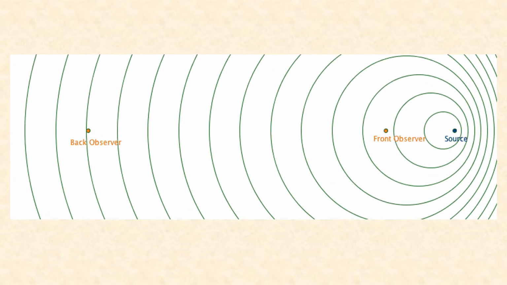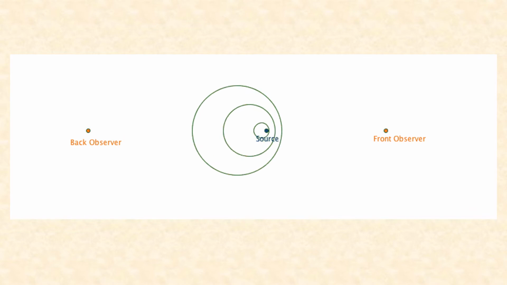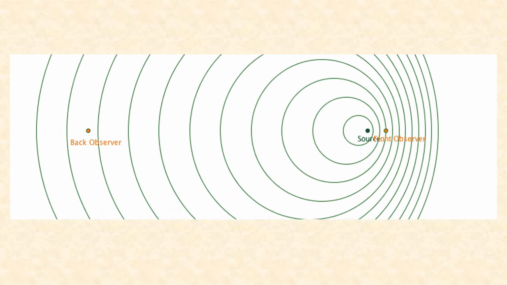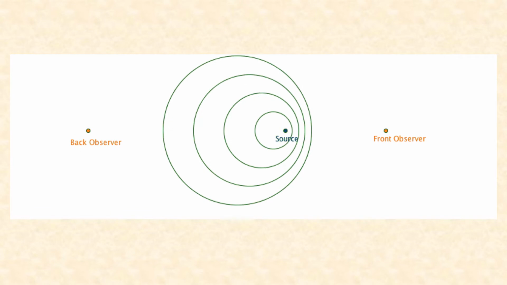Likewise, for the region behind the wave source, where the source moves away from the observer, the wavelength gets bigger, according to our wavefront diagram. This would cause an increase in wavelength and a corresponding decrease in frequency for an observer who sees the source moving away from them.